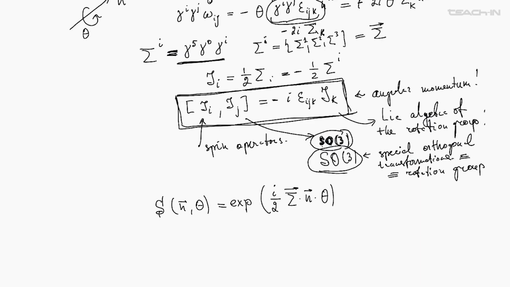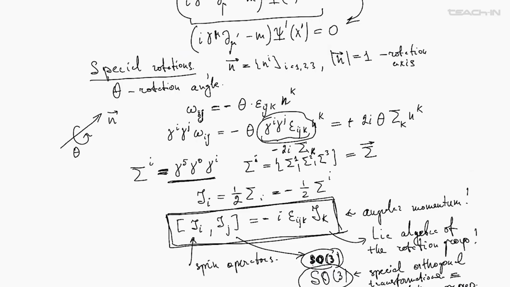Now explicitly you can see why it is so. You start from here, say 1 over 2 gamma ij omega ij multiplied with theta. Then you substitute here the realization of omega ij by this explicit expression, which involves the Levi-Civita tensor. Then you use the definition of sigma capital. And at the end of the day, this is the expression which you have here.